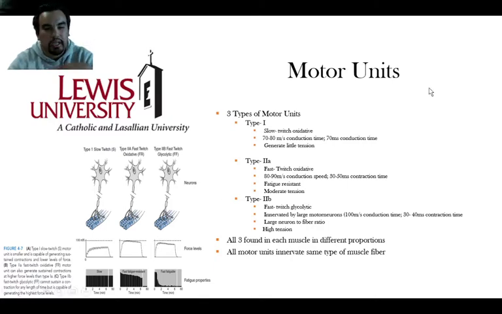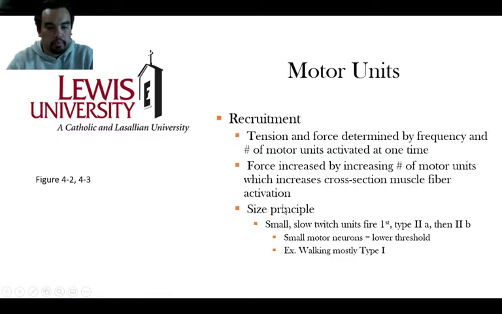So you get these type 1 muscle fibers. They fire first to do the bulk of the work, right? Because they can do this low-end work for a long amount of time at a very consistent rate of force. Then you get the type 2A, which creates a little bit more, and then the type 2B, which really gets you going and gets the muscle moving into what it needs to do. Okay, small motor neurons equals a lower threshold. So if you don't have a lot of motor neurons, you have a lower threshold. And for example, walking is mostly type 1 muscle fiber recruitment.